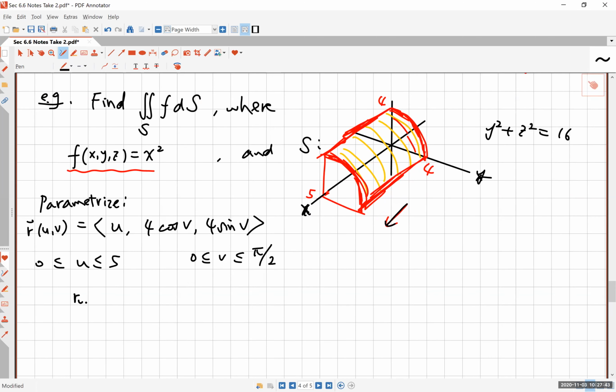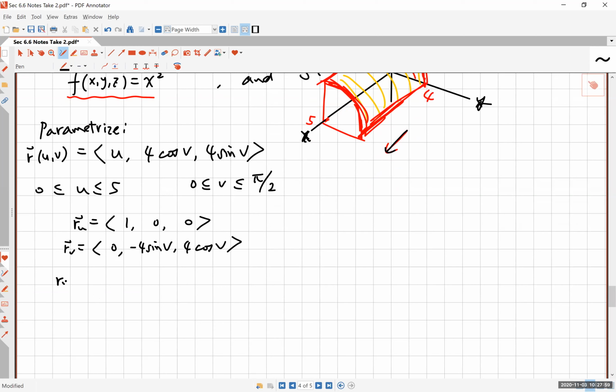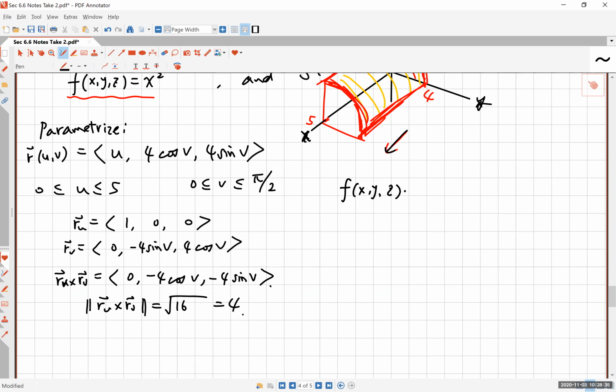So with this, you can do r_u, which is 1, 0, 0, and then r_v, which is 0, negative 4 sine v, 4 cosine v. And r_u cross r_v is equal to, and you can see it's 0, and then the second component is negative 4 cosine v, and the last component is negative 4 sine v. I think you can tell without a lot of calculations that the norm of this vector is the square root of 16, which is 4, right? Now I also have to describe f of x, y, z in terms of u and v. That's x squared, and x is simply u, so that's u squared.